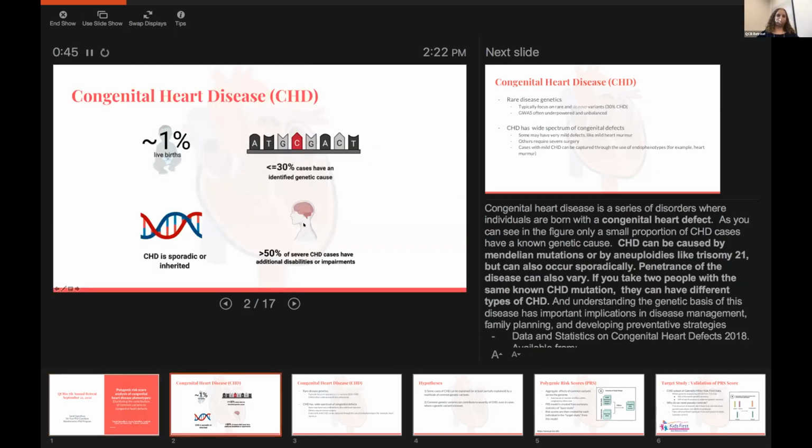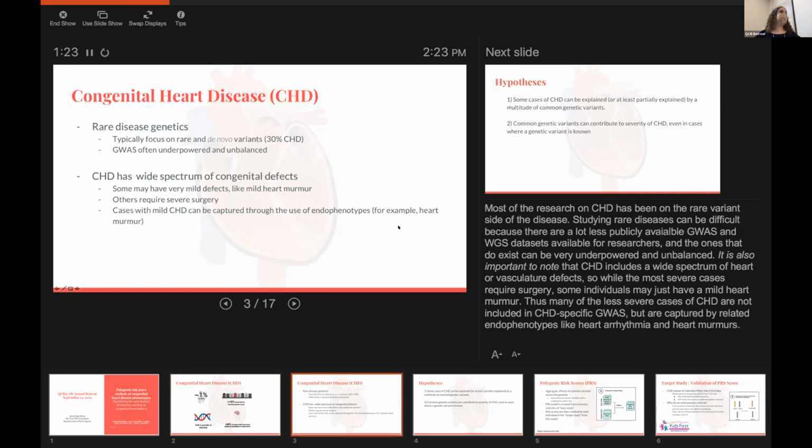Congenital heart disease, or CHD, is a series of disorders where individuals are born with a heart defect. As you can see in this figure, only a small proportion of CHD cases have a known genetic cause. CHD can be caused by Mendelian mutations. It can be caused by aneuploidies like trisomy 21, but it can also occur sporadically. Penetrance of the disease also varies. So for example, if you take two people with the same known CHD mutation, they can have different types of CHD.